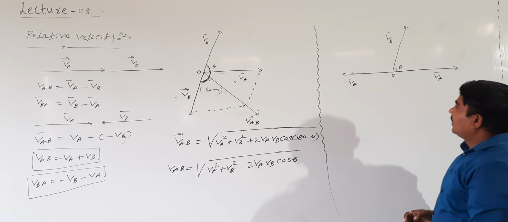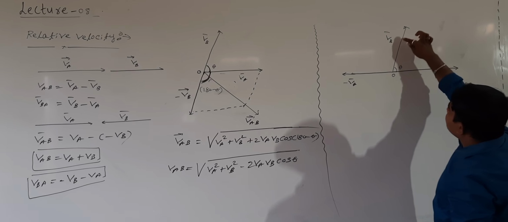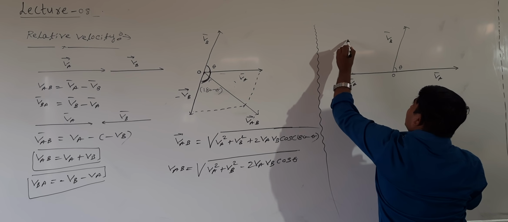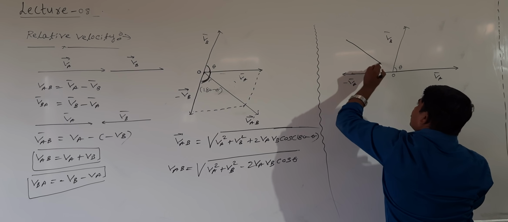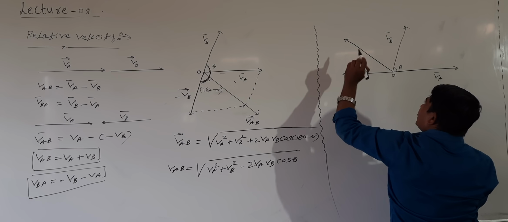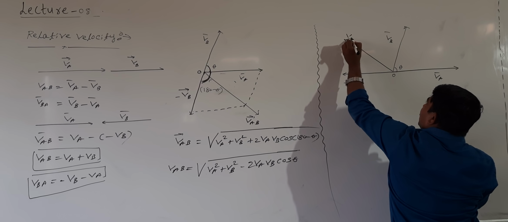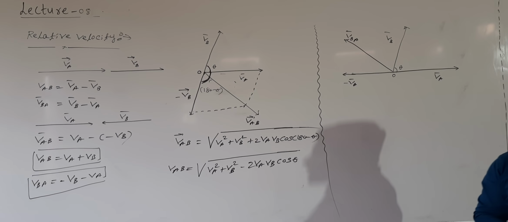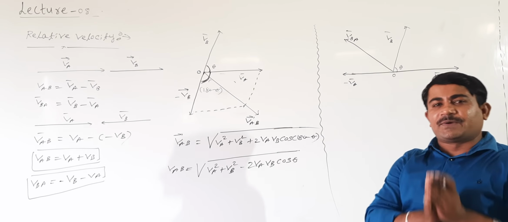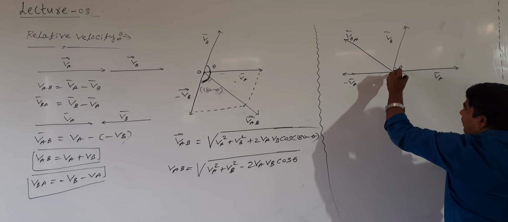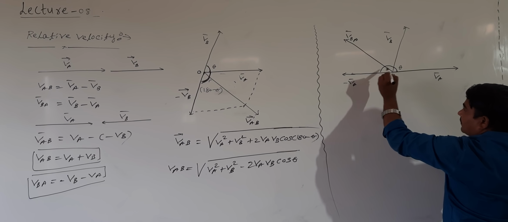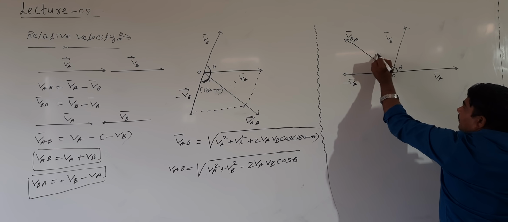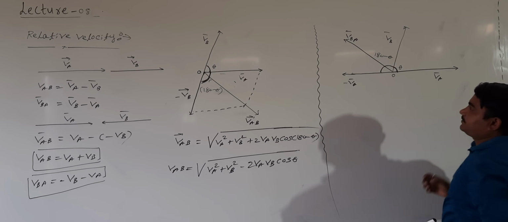Right students? Now VB is like this and minus VA is like this. What about the resultant? The resultant is this one. This is the relative velocity of B with respect to A. See here, how much is this total angle? This total angle is 180. If this is theta, what about the remaining? The remaining equals 180 minus theta.